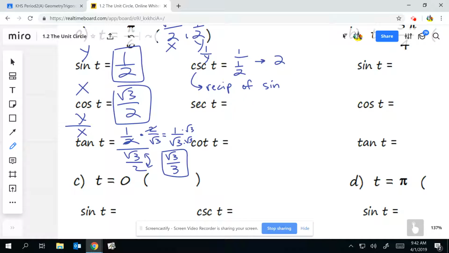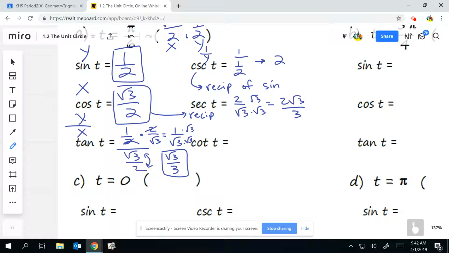Secant is going to be 2 over radical 3 because it's going to be the reciprocal of cosine. And you're going to need to get rid of the radical 3 on the bottom, so you'll get 2 radical 3 over 3 is your secant. 2 radical 3 over 3.